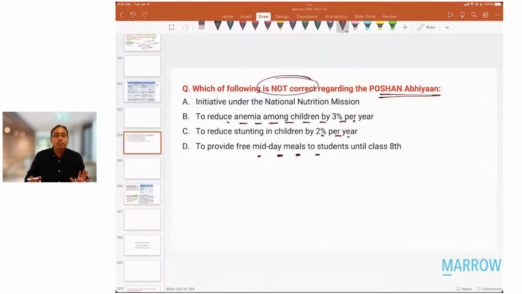So that is what this Poshan Abhiyan is. It is an initiative under the National Nutrition Mission. This is true. It is to reduce anemia by 3%, low birth weight by 2%. Remember, anemia is a bigger problem, 3%. Low birth weight is not as big as anemia, that is 2%. So anemia by 3%, that is also true. It is to reduce stunting or low birth weight by 2%, that is also true. It is to provide free midday meals. No, this is not correct. This is false. It is not about providing midday meals. It is about providing them iron supplements, providing nutrition food to everyone. That is what the Poshan Abhiyan is.